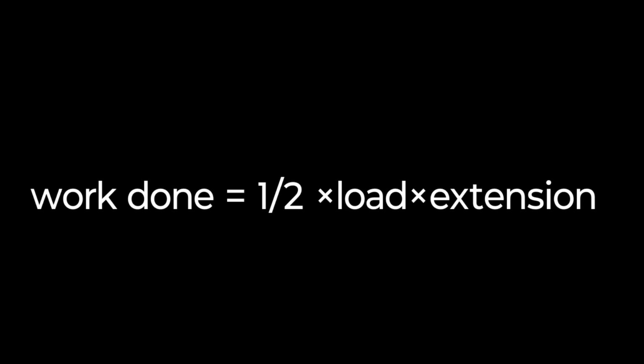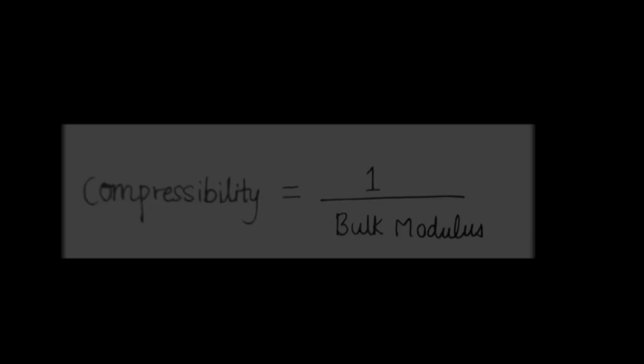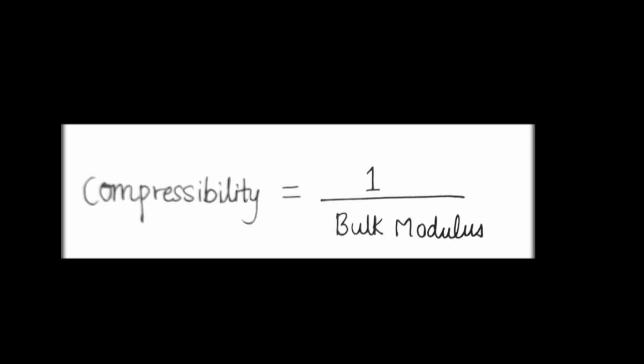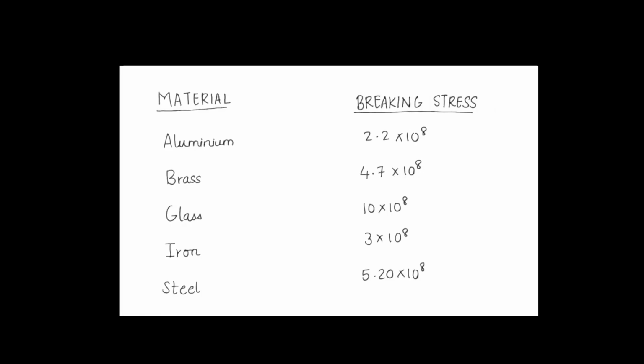Then few things that you need to remember is work done is equal to half into load into extension, and we have the compressibility to be equal to 1 upon bulk modulus. And here is the table which shows the breaking stress value of different materials.